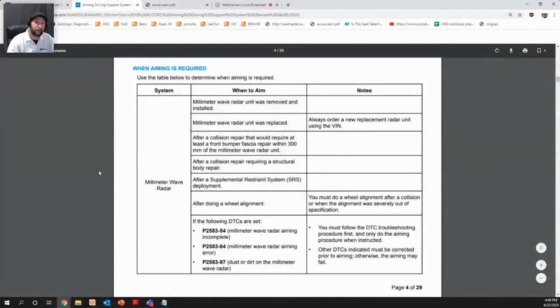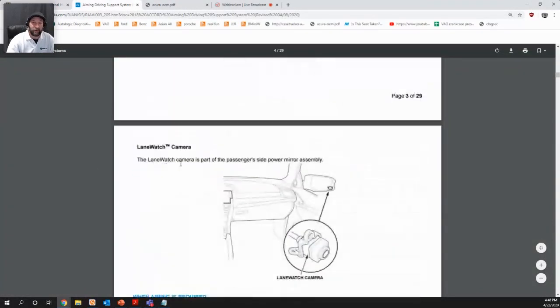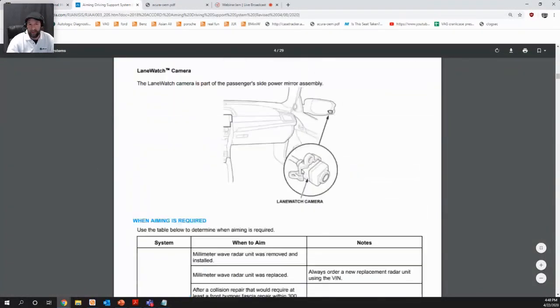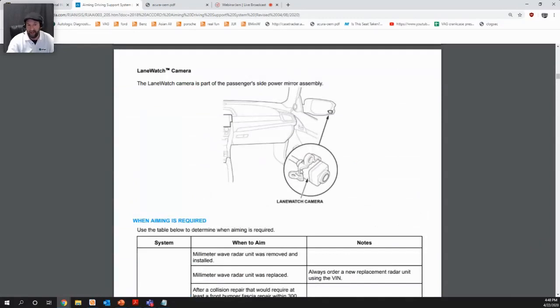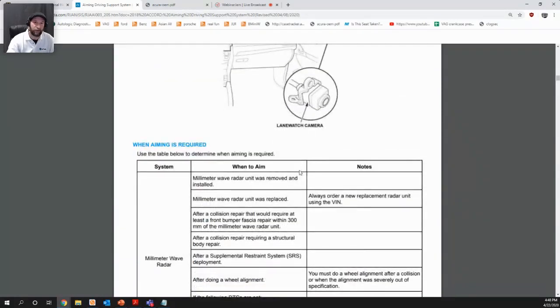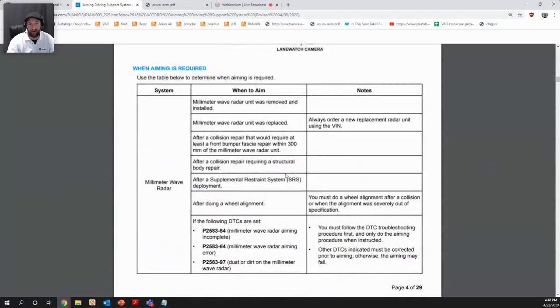This is from Acura. I did a little bit of research for a customer today for a lane watch camera. And as I was reading through it, when the aiming is required, I came across the millimeter wave radar after a supplemental restraint system deployment. They said that after any type of an SRS deployment, the millimeter wave radar would have to be aligned in order to keep this car safe.